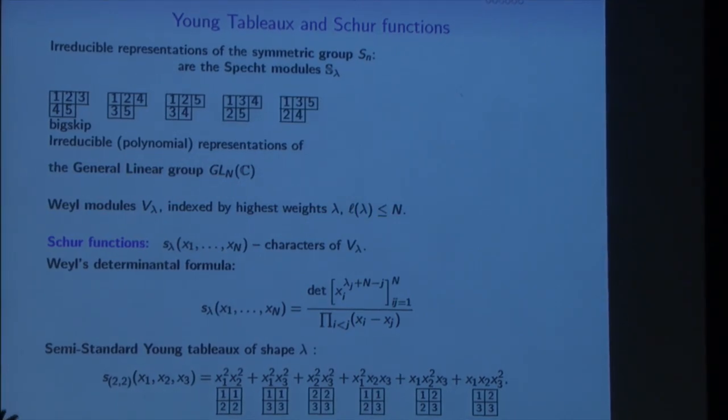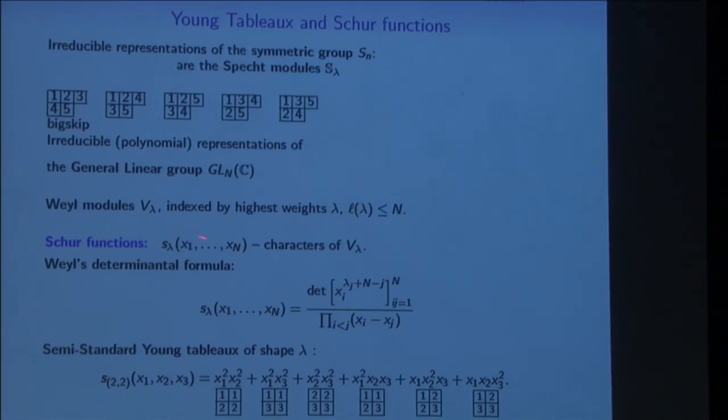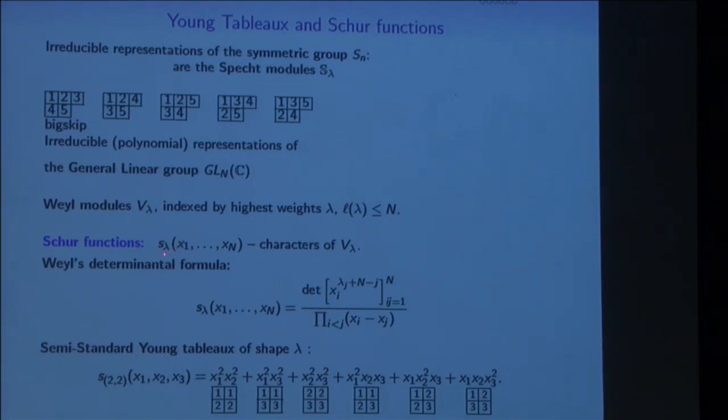So this is how we define the conjugacy class in this case. Then the character is, of course, the trace of the representation in this conjugacy class, and the characters of the Weyl modules are the Schur functions, which have a closed form determinantal formula, but also, and now we go back into combinatorics, they can be described and defined as the generating functions for the semi-standard Young tableau.